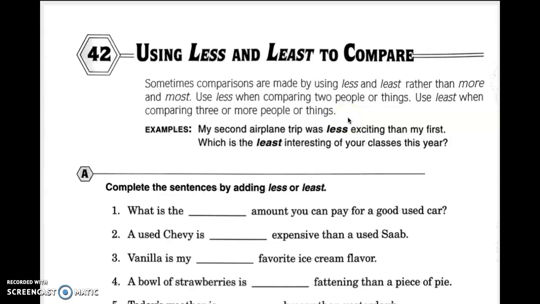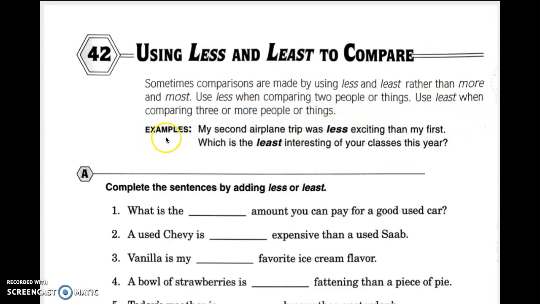Less is comparing two things. Least is comparing three or more. Less, two. Least, three or more. Maybe you can help remember because least kind of rhymes with three. It has the same vowel sound in the middle. Least, three. Okay, so think about it that way.